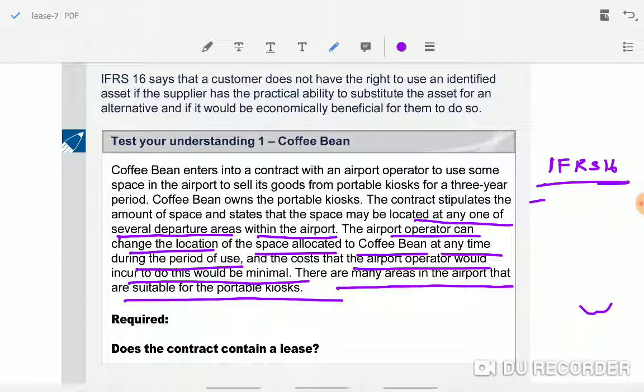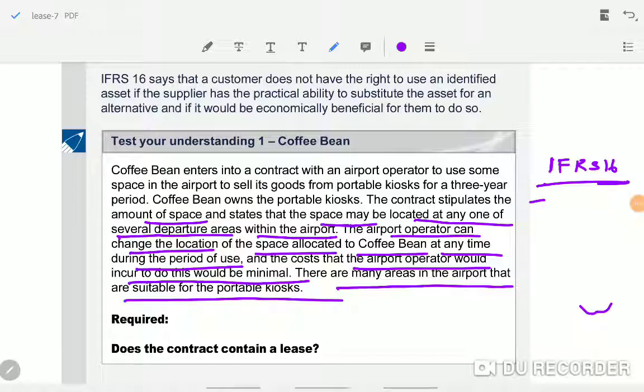First of all, here, can we identify any underlying asset in the contract? The contract stipulates the amount of space and states that the space may be located at any of the several departure areas within the airport. So they don't specify any particular area where Coffee Bean can operate their portable kiosk to sell their goods.